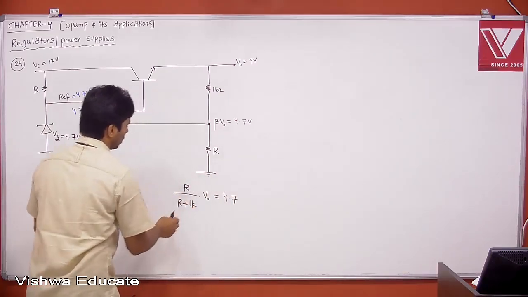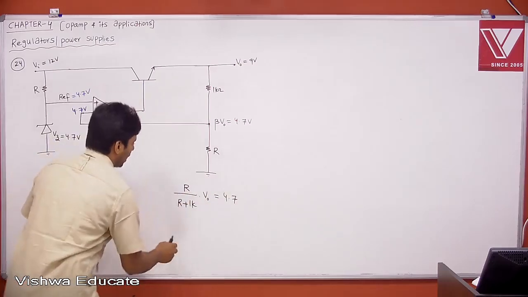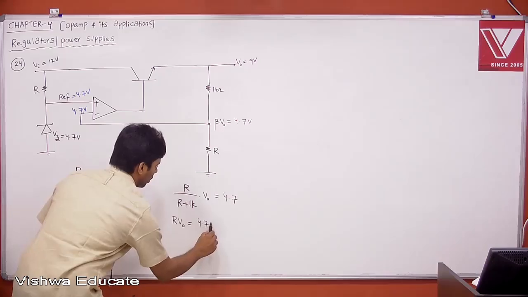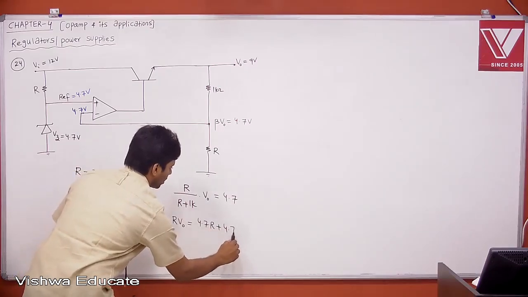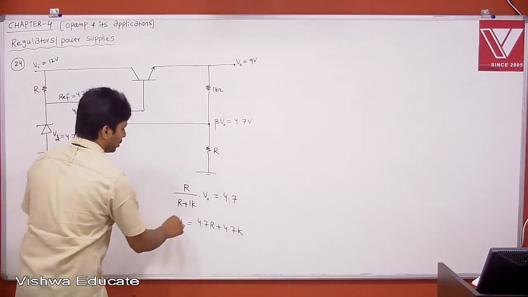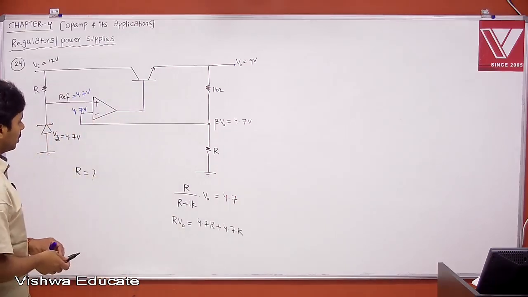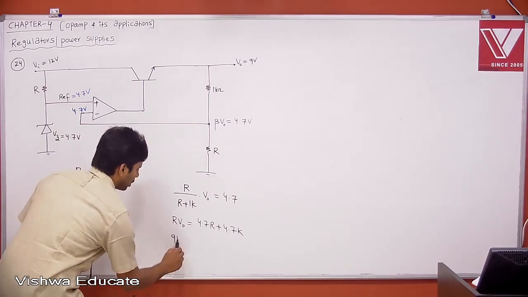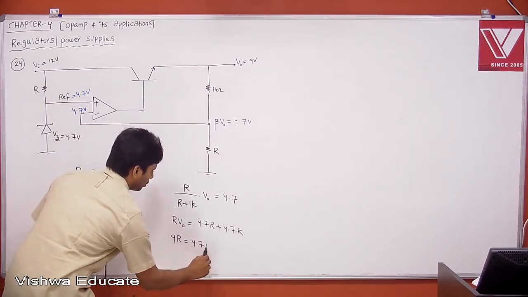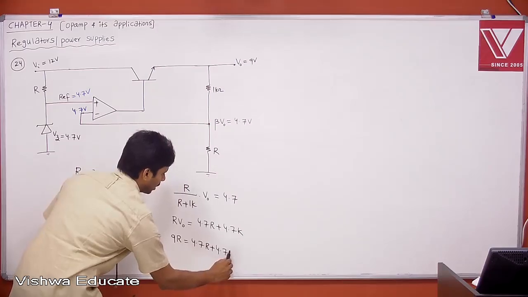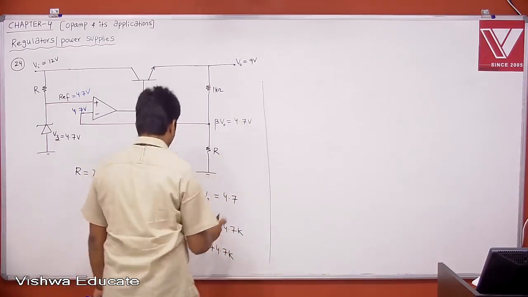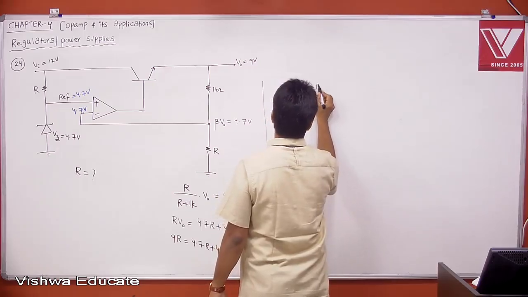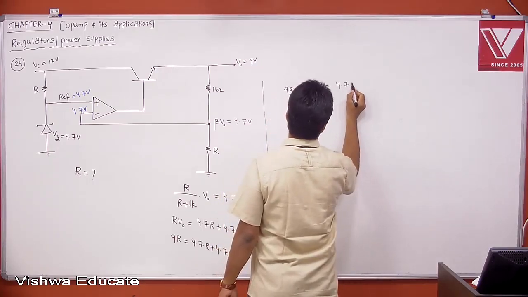Then tell me what is this. If you take it to the right hand side, R into V0 is equal to 4.7 into (R plus 4.7K). Then if you take this to here, what are we going to get? And what is the V0? V0 is nothing but 9, right? Therefore 9 into R is equal to 4.7 into R plus 4.7K. Then tell me 9R minus 4.7R is equal to 4.7K.